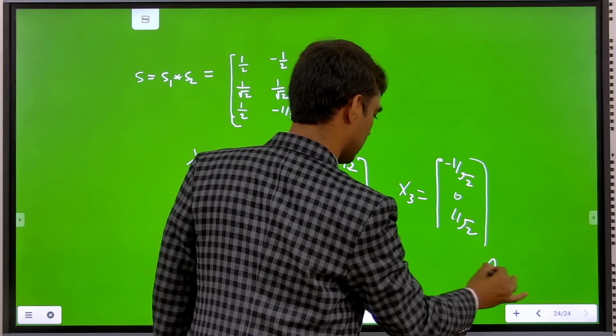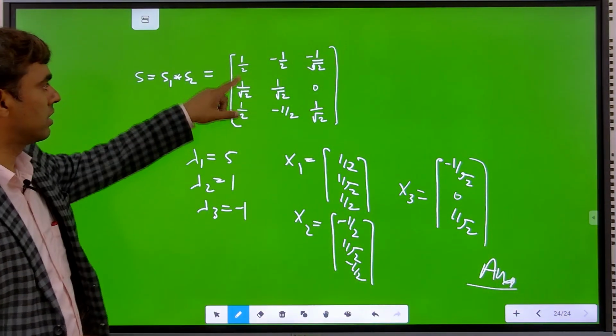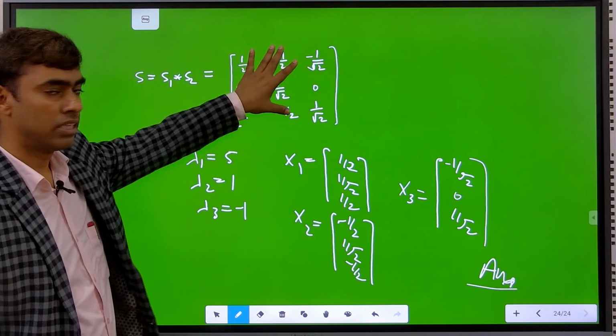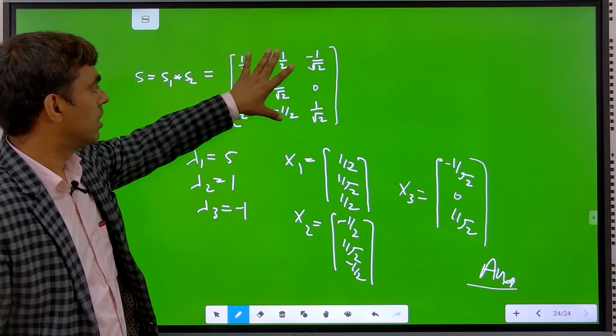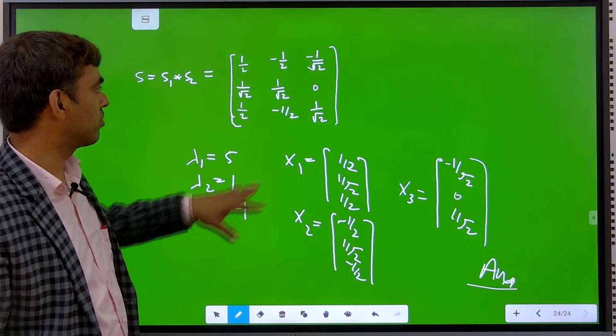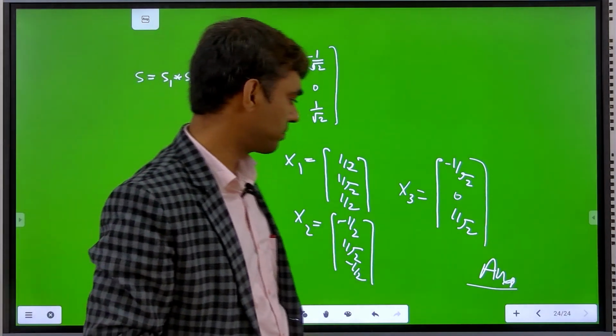This one is the answer. Corresponding to lambda 1, the elements of the first column give the eigenvector. Corresponding to lambda 2, the elements of the second column give the eigenvector, and corresponding to lambda 3, equal to minus 1, the elements of the third column.